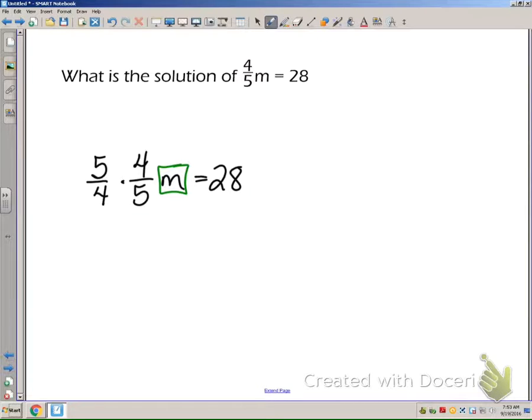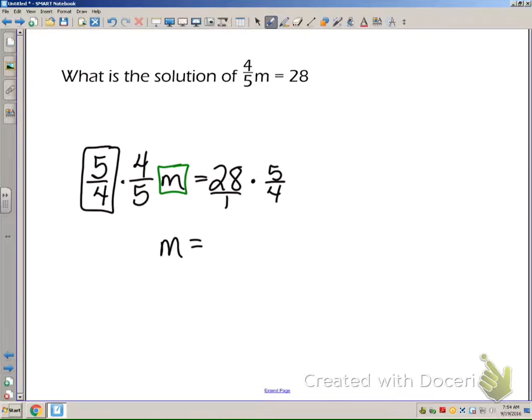Once again, I want to do this because 5 times 4 is 20, 4 times 5 is 20, and 20 over 20 is 1. So I'm getting rid of this and I'm getting the variable all by itself, because 1 times m is just m. But the multiplication property of equality says whatever I do to one side, I have to do to the other side. So since I multiplied this side by 5 over 4, I've got to multiply this side by 5 over 4.